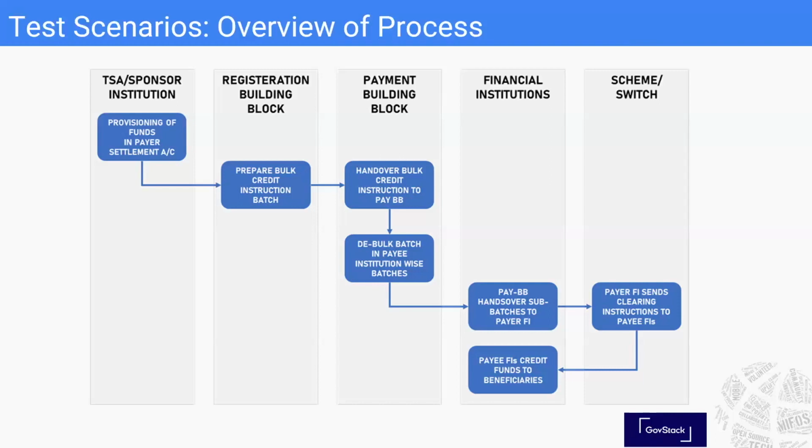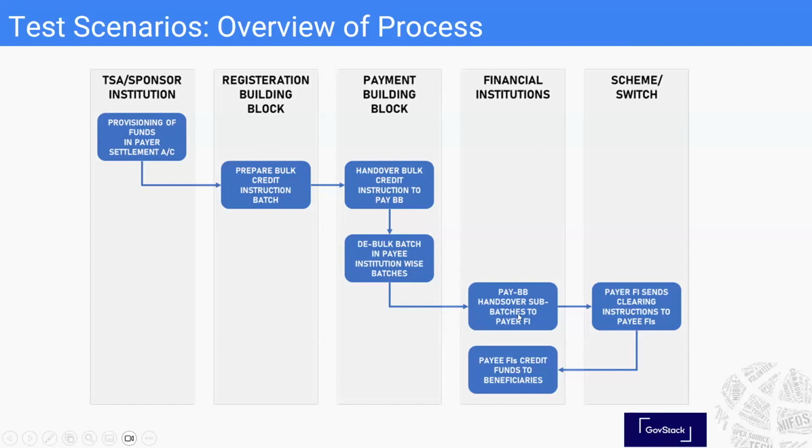So just to give you an overview of the process, funds provision is a prerequisite which happens first. The registration building block prepares that bulk batch for payment. It sends that to the payment building block, which receives the instructions. It debulks the batches, and then it checks whether there is a sufficient amount or not.